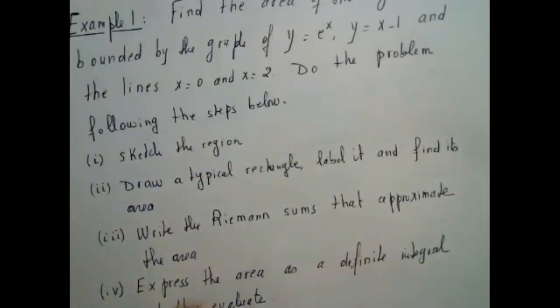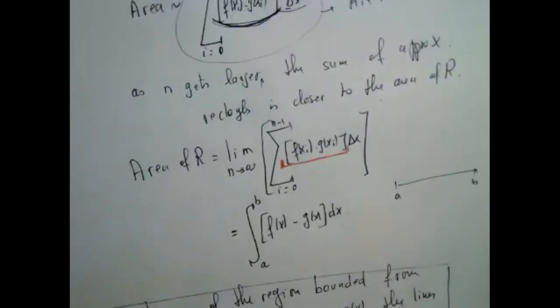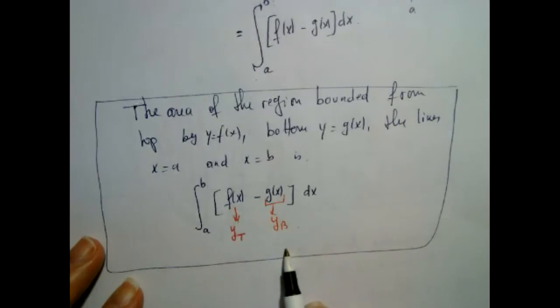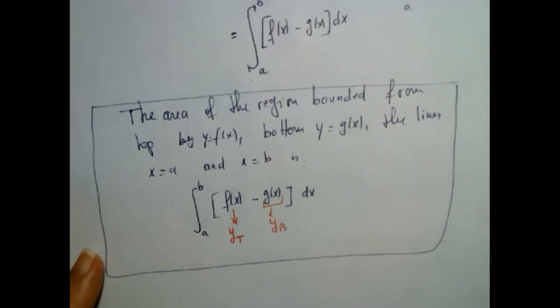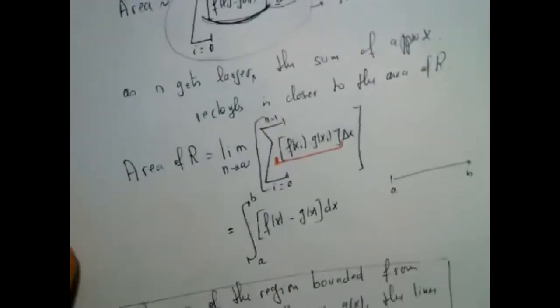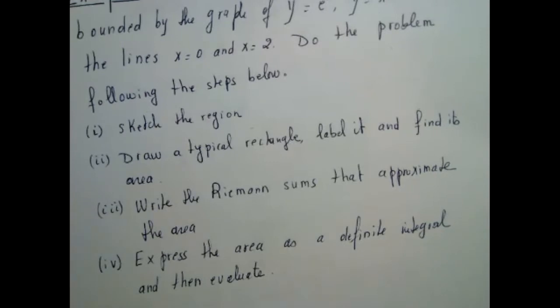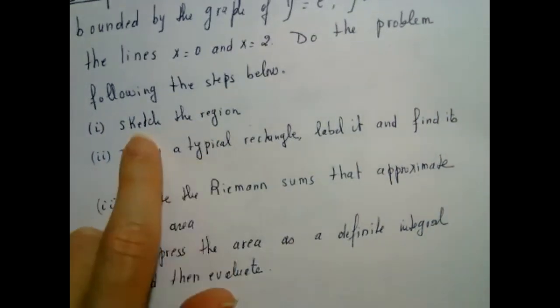So if you want to use the formula, what do we need to know? Which is the top curve, which is the bottom curve. Without sketching, I have no idea which is the top, which is the bottom. So sketching the curve is absolutely crucial to do this problem. Whether I tell you or not, I have no idea which is which. So this is a crucial step, and we want you to do that.